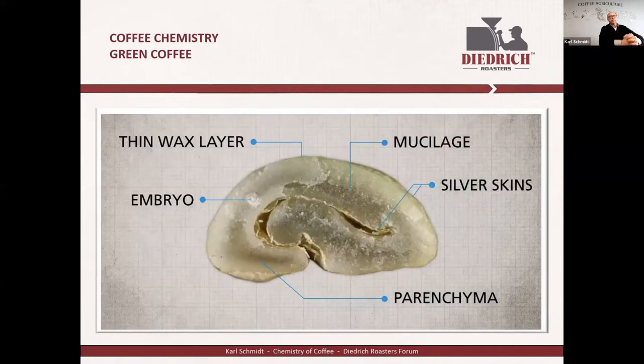What you're looking at here is the green coffee. We really cut through the beans. We wanted to show, when you cut through beans, this very healthy looking quality bean, and the quality of coffee depends on the quality in the bean itself. You're looking at the thin wax layer, the embryo, the mucilage, the silver skin, which is later also called the chaff, and parenchyma. All of this contributes in a healthy bean to the quality of the roast of the coffee, which is the major determinant for aroma and taste development during the roasting process.